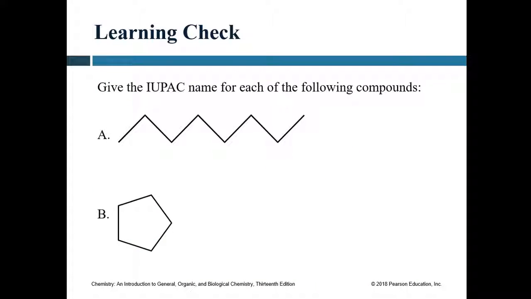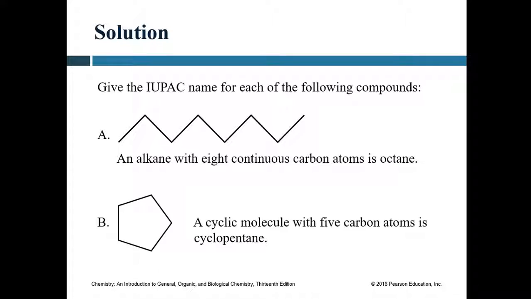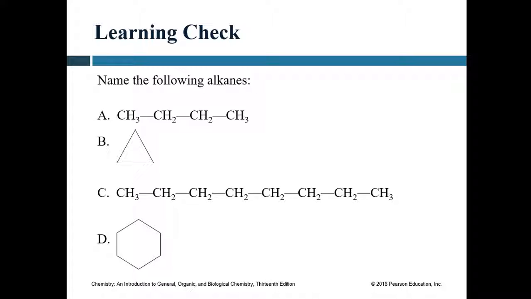So press pause and see if you can come back and do this. Alright, so here we have our zigzag chain. Let's count the ends and the corners. 1, 2, 3, 4, 5, 6, 7, 8. So that's 8. They're all single bonds, so it's octane. Okay, so we have a cyclic ring here, so we're going to name it cyclic something. Let's count how many corners there are. 1, 2, 3, 4, 5. So cyclopentane. Press pause and come back and name these compounds.